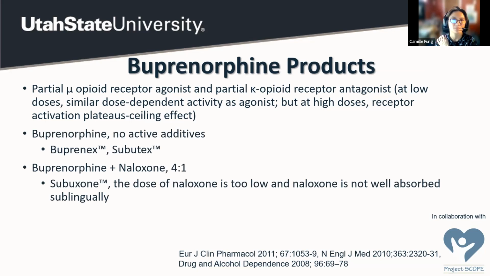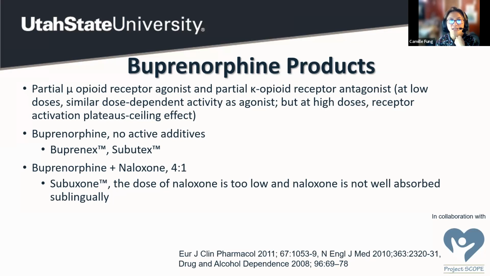Buprenorphine comes in different formulations, and I think it's important to know what they are. Some of the brand names are Buprenex or Subutex. You've probably heard of these, and this is basically buprenorphine alone with no other additives. However, many buprenorphine prescribers actually use Suboxone, which is a combination of buprenorphine and naloxone in a 4-to-1 ratio.